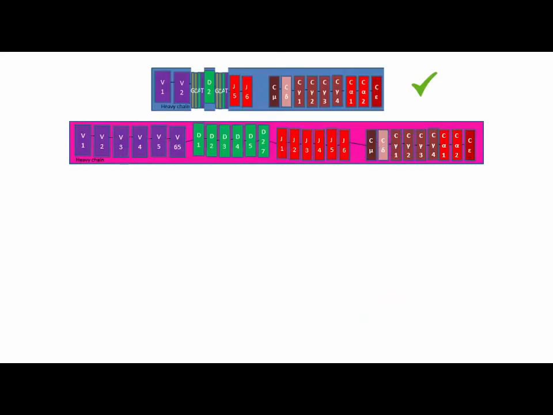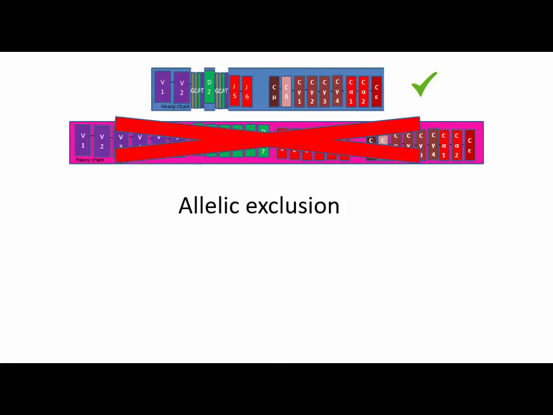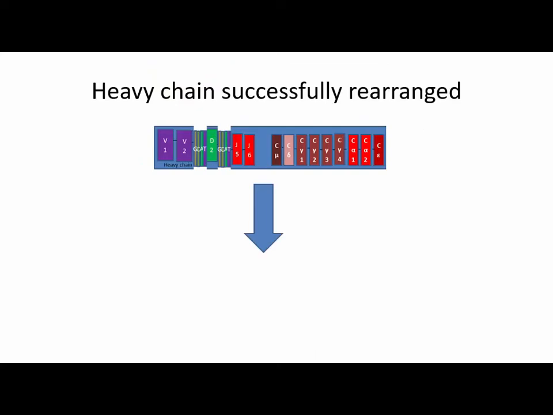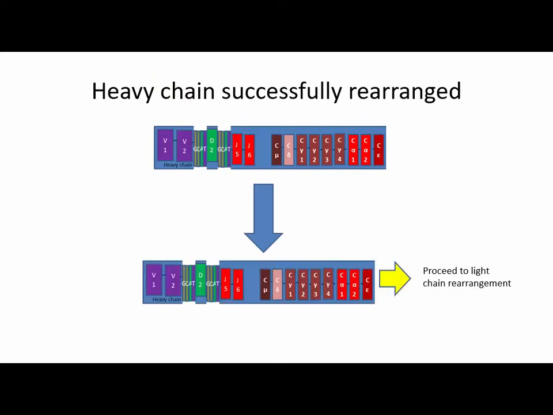So, if that works, great. That's the process finished. We only need one copy of this gene. So, if the father's recombination of the heavy chain worked, then we turn off the mother's copy. And that is called allelic exclusion. Okay? So, that's it. The heavy chain rearrangement is complete. But, okay, it's rearranged. If it's successful, then the cell will proceed to light chain rearrangement. Okay? That'll be heavy chain finished for now.